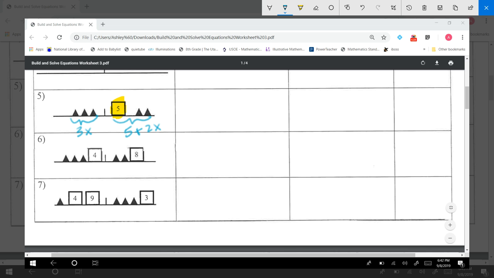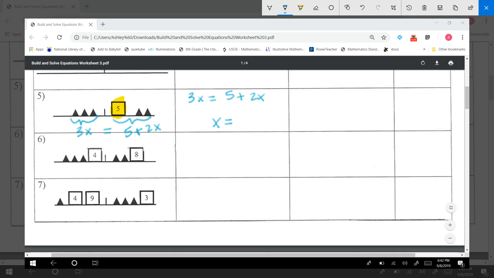To make an equation, we set the 2 expressions equal to each other, because these 2 expressions are supposed to equal the same amount of weight because we have a balanced balance beam. This is how we can take the picture and make it into an equation. The equation for problem 5 on my page is 3x equals 5 plus 2x. That's what you're going to write in the second column where it asks you about the equation. We also need to figure out what the x equals.